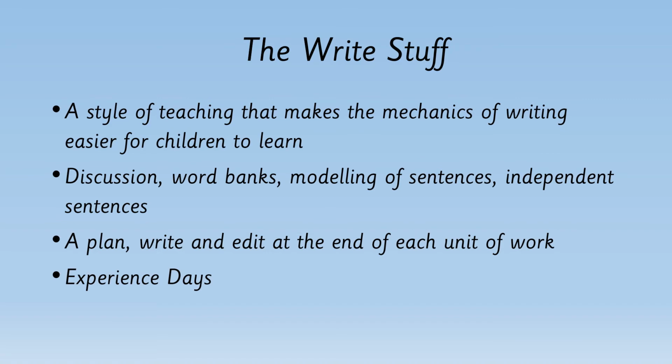So for writing, we use the Right Stuff approach. This is a style of teaching that makes the mechanics of writing easier for children to learn. Each lesson will begin with a hook activity, so it might be a video clip or a sound clip or an image or the teacher acting out a scene. Then there'll be a discussion about what the child has seen there, and we'll build up a word bank together related to this. The children will then create their own word banks in their books, often supported with a little crib sheet to help them if needed.